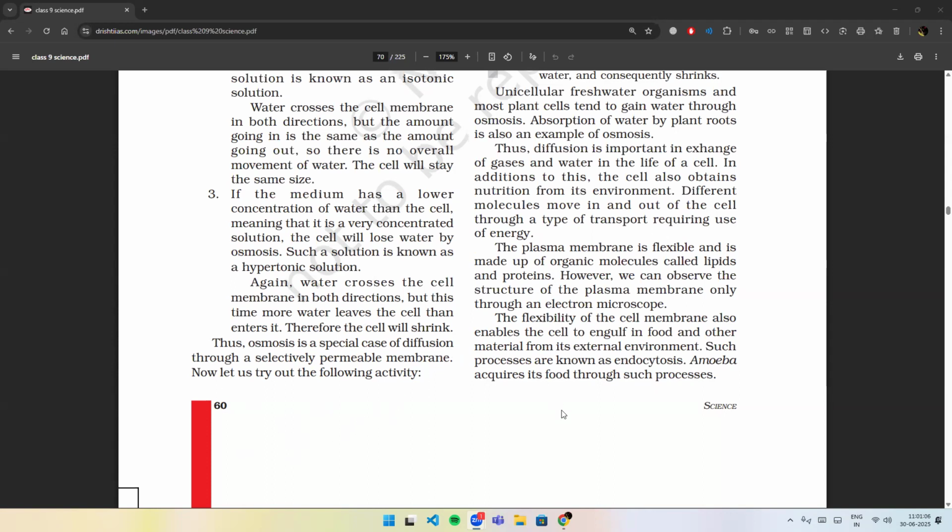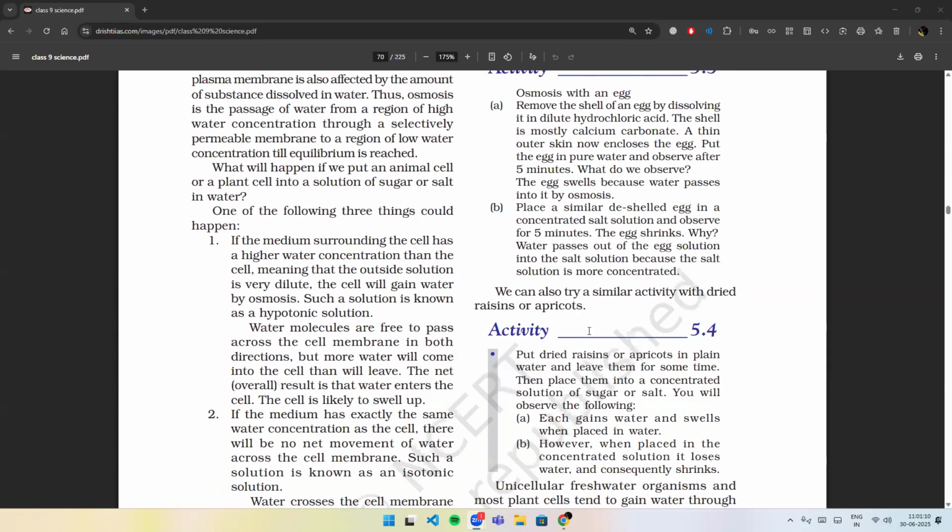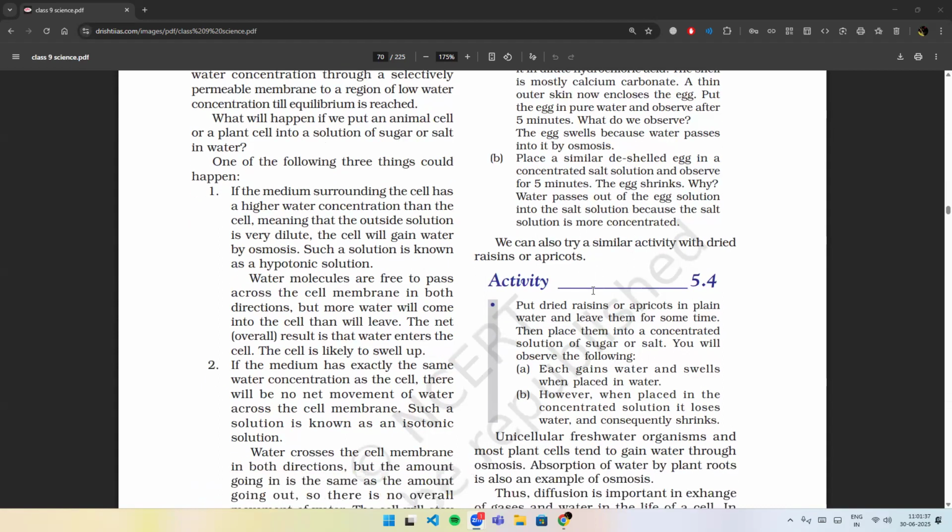Now, let us try the following activity. Activity 5.3, Osmosis with an egg. Remove the shell of an egg by dissolving it in dilute hydrochloric acid. The shell is mostly calcium carbonate. A thin outer skin now encloses the egg. Put the egg in pure water and observe after 5 minutes. What do you observe? The egg swells because water passes into it by osmosis.